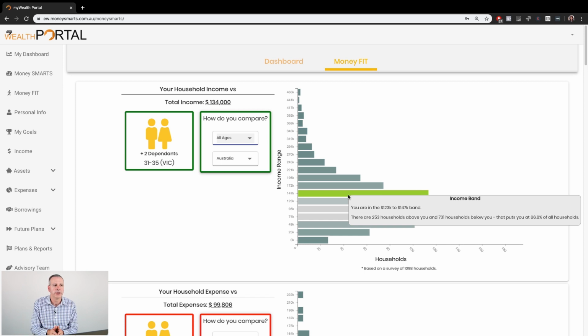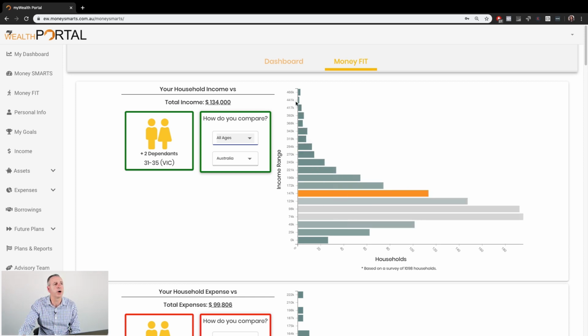And where do they sit? Well, there are 253 households above them and 731 households below. That puts them in the 66.6% range, so basically 2/3. So they're doing okay. Obviously, there are some high income earners on the platform, and there are also some low income earners on the platform because the platform works for every household group and every stage of life. Money Smarts does that for you.